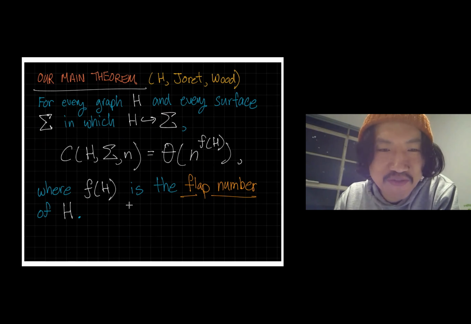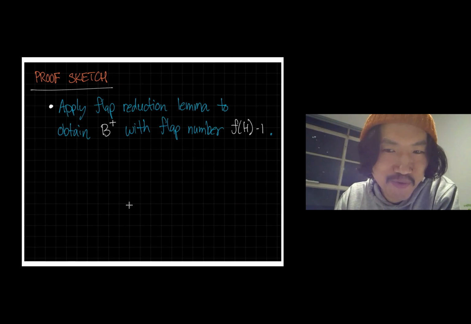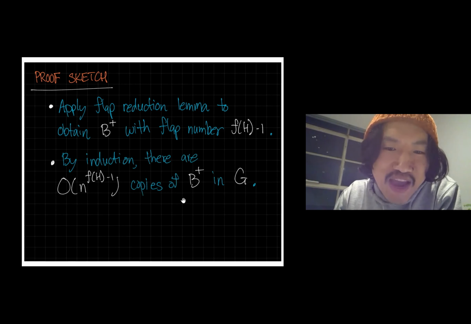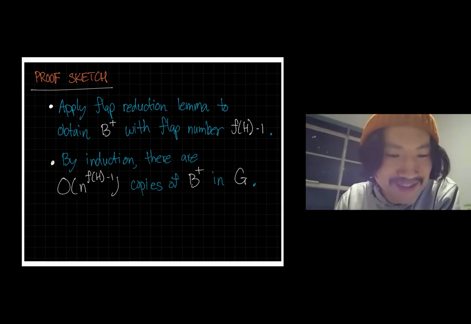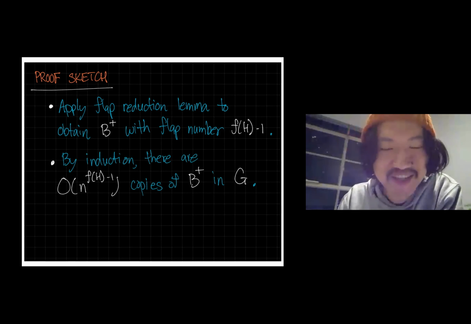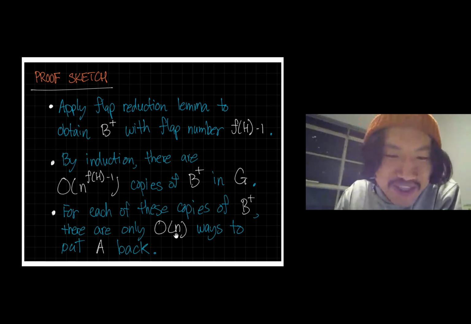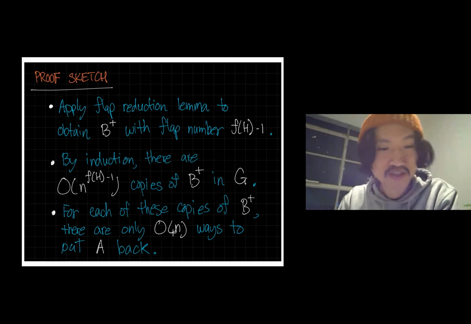So this is sort of a fraudulent proof sketch. What we do is we apply this flap reduction lemma to lower the flap number by one. And so now by induction, we know that there's n to the flap number of H minus one copies of this guy. Again, this B plus is not really going to help us for the real proof because this edge doesn't necessarily even exist in H. And then what we want to do is to prove that when I put A back, there's only linearly many ways to do that, right?